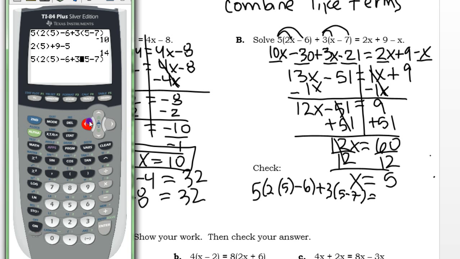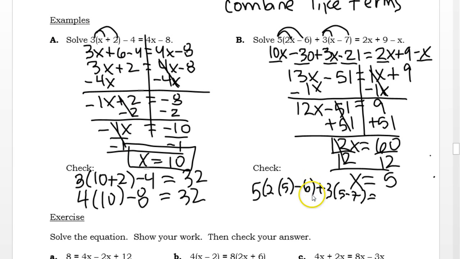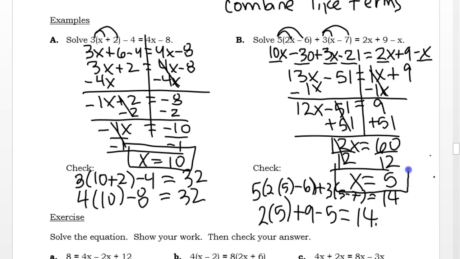I see my error right after my 6. I should have had another parentheses. So let's see if this comes out right now. 14 and 14. So ignore that top one. I forgot this parentheses right here when I typed that one out. So that gave me 14. 2 times 5 plus 9 minus 5, 14. So x equals 5 is definitely the correct answer.